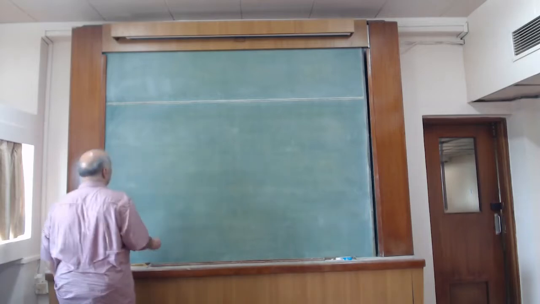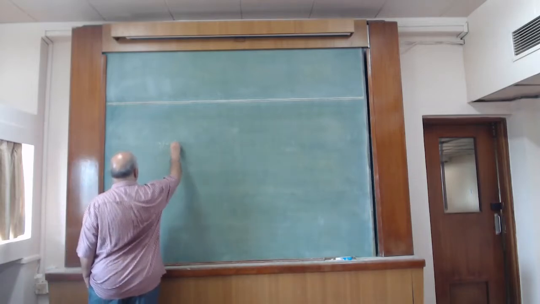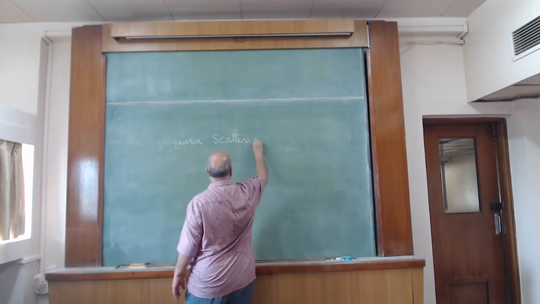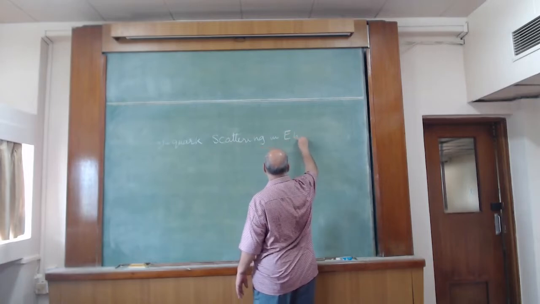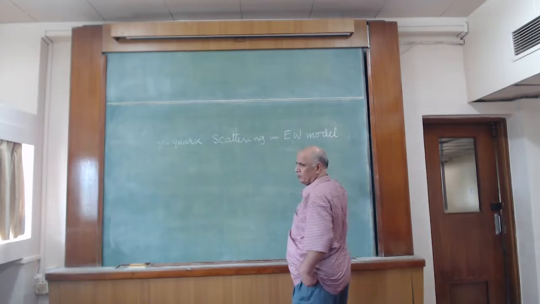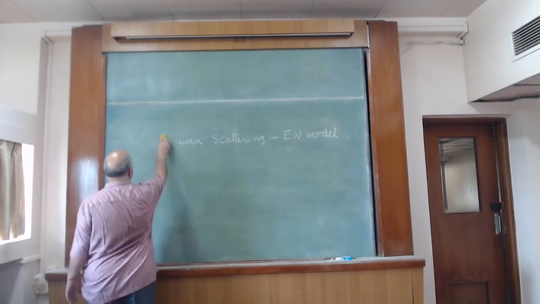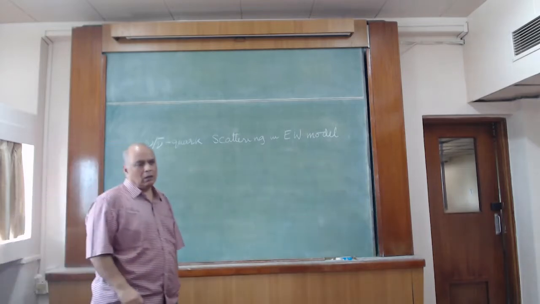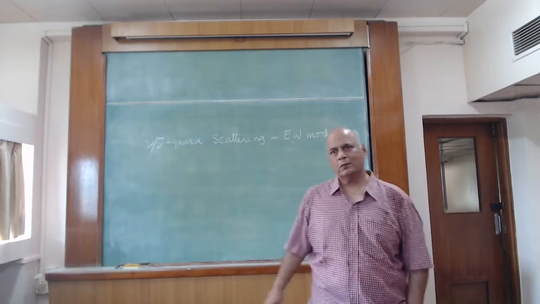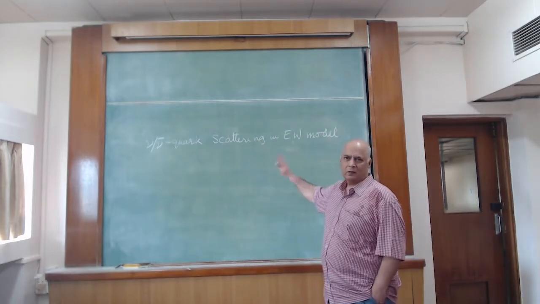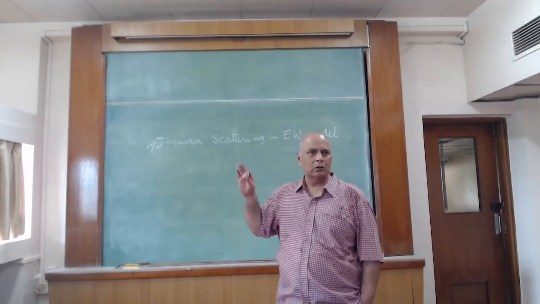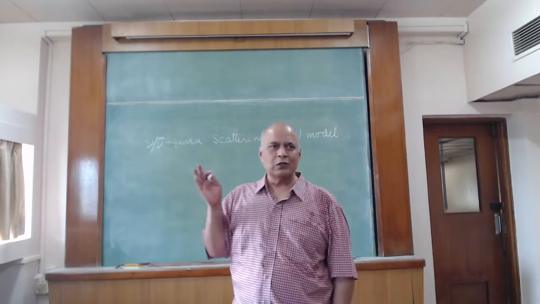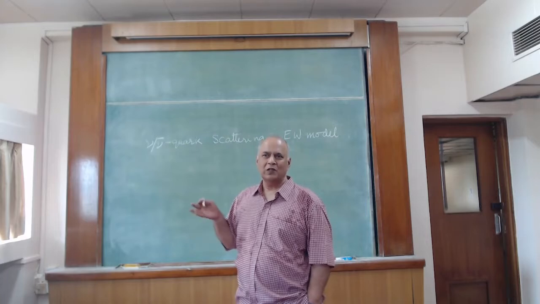Okay, so today we consider neutrino. When I say neutrino, I mean neutrino and antineutrino quark scattering in the electroweak model, and then we will combine this result with the quark parton model to obtain the scattering cross section of neutrino with an isoscalar nucleus and antineutrino with an isoscalar nucleus.